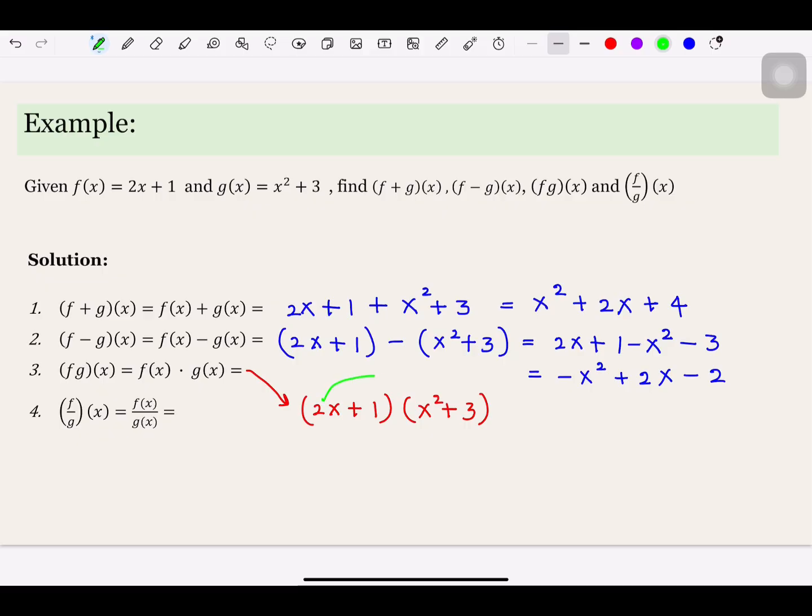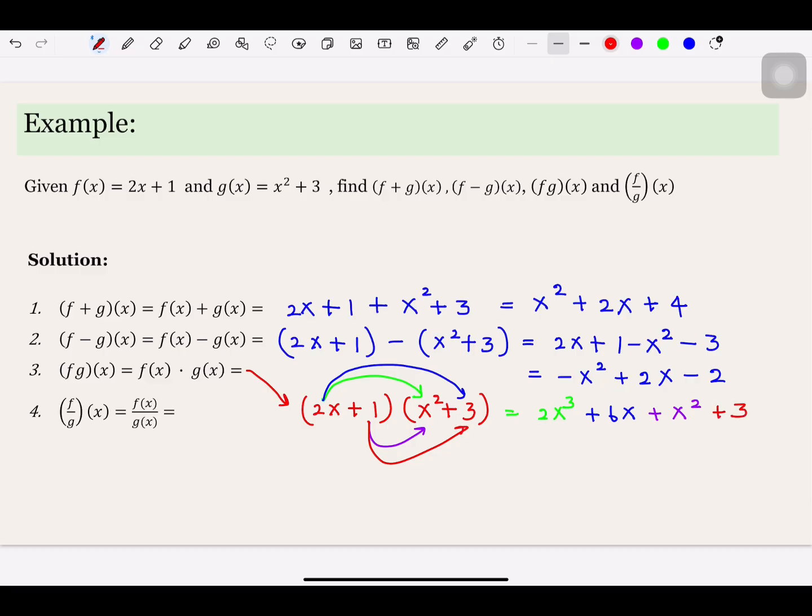First of all, you have to multiply 2x by x squared, which will give you 2x cubed. And then you have to multiply 2x by 3, which will give you 6x. Then you have to multiply 1 by x squared, you'll get x squared. And then finally you have to multiply 1 by 3, which gives you 3.